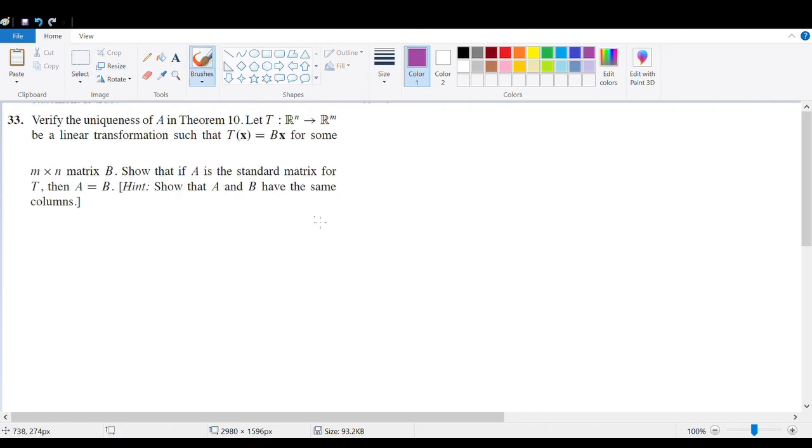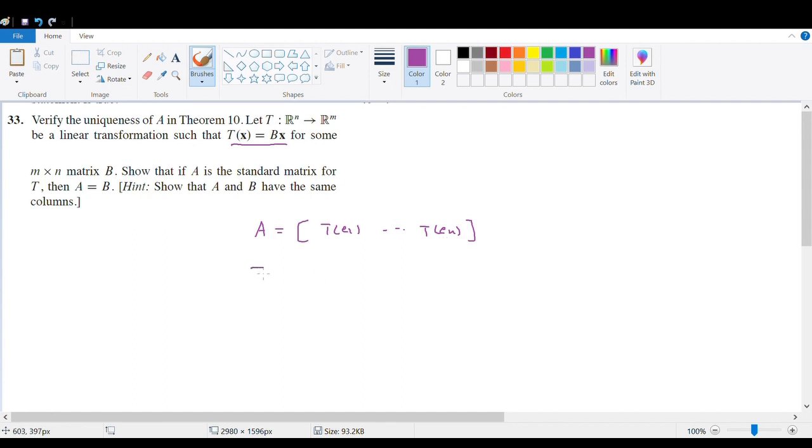In 33, verify the uniqueness of A in theorem 10. So let T from Rn to Rm be a linear transformation such that Tx is equal to Bx for some m by n matrix B. Show that if A is the standard matrix for T, then A should be equal to B. We know that by definition, the standard matrix A is given by Te1 until Ten.